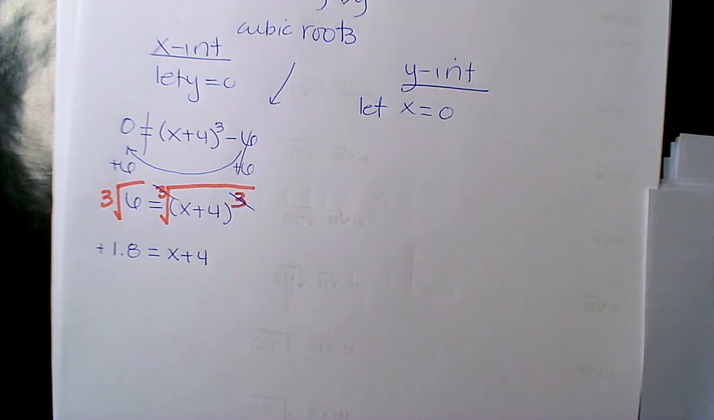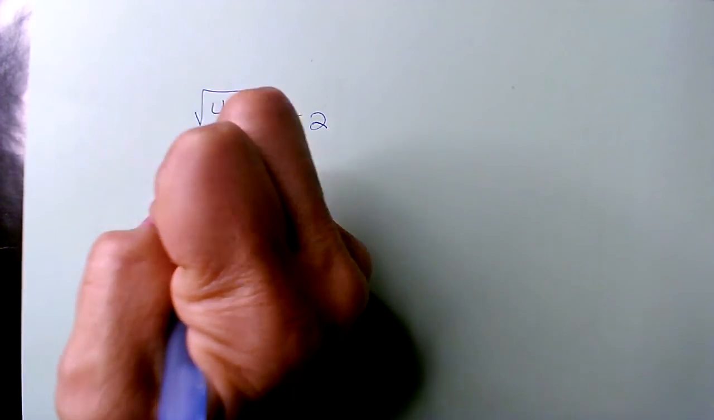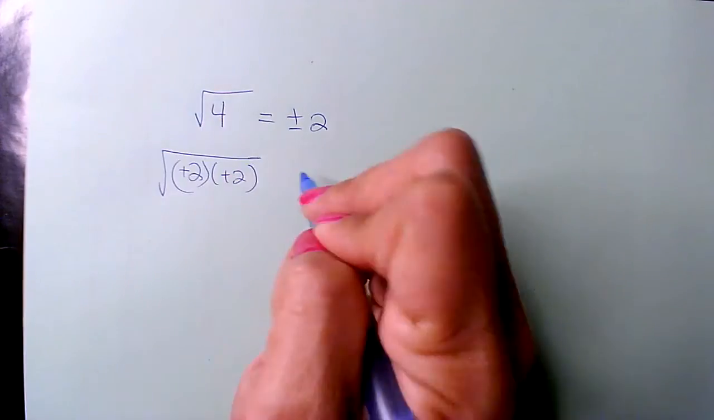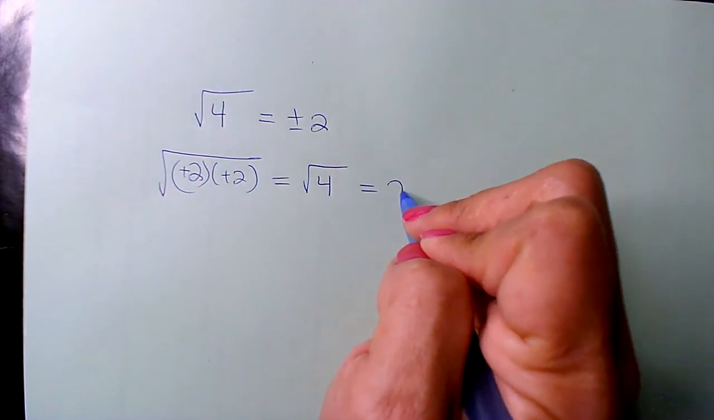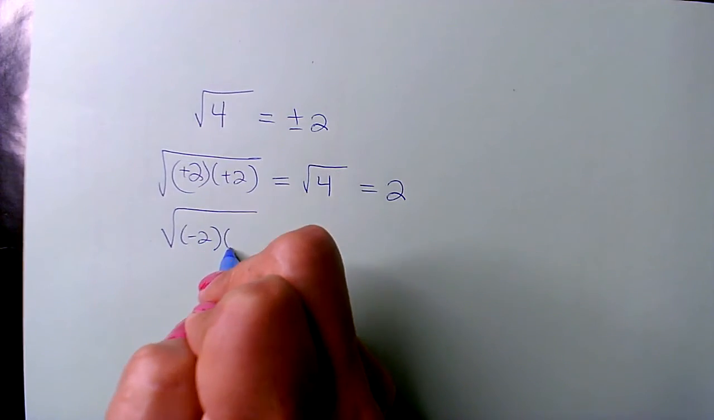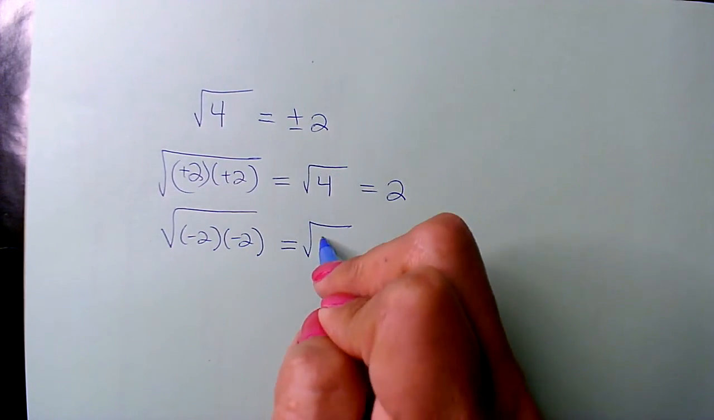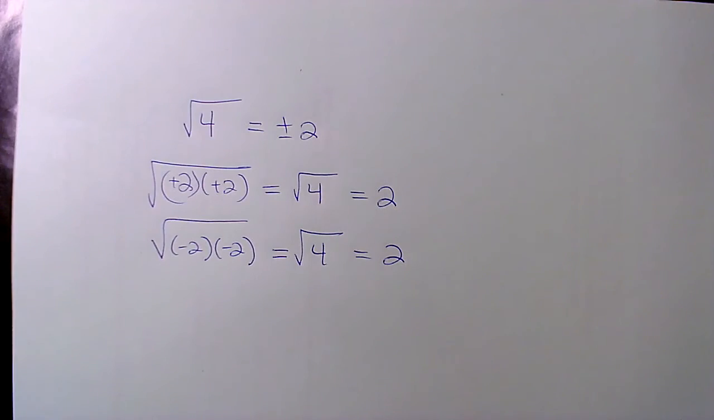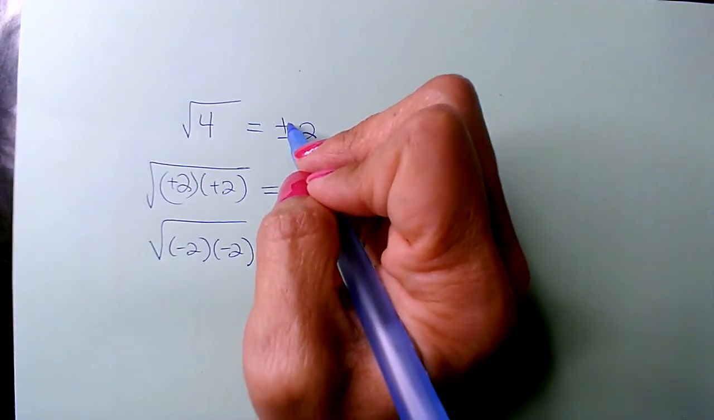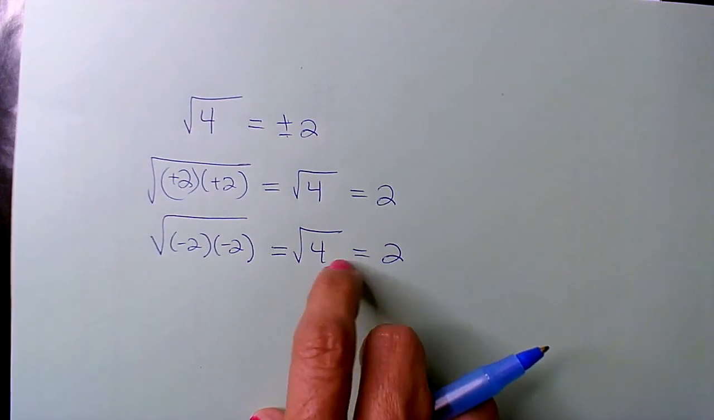Right, so let me write what I'm saying. You guys are so smart. Like I said, it's intuitive. If you were given more time, you would come up with it. The reason why the square root of 4 is plus or minus 2 is because positive 2 times positive 2 is positive 4. If I gave you negative 2 times negative 2, it would still give you 4, right?